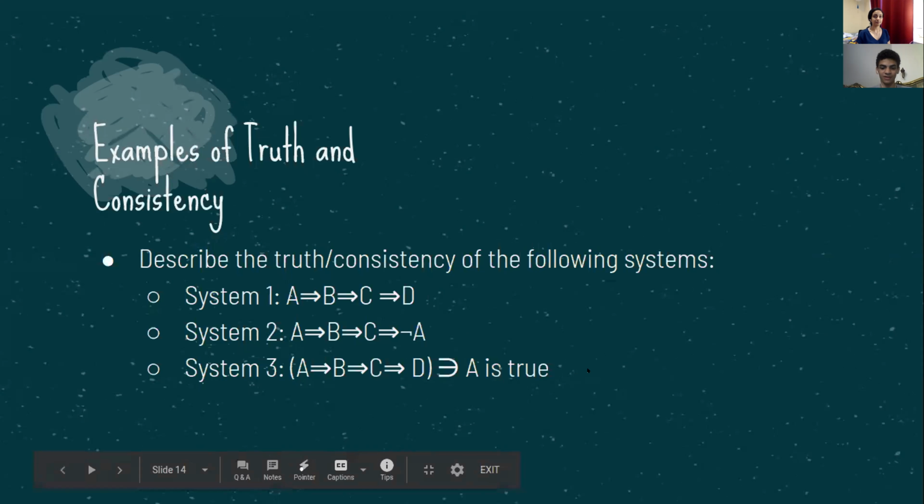System 3, however, is both consistent and true. First, it's consistent, it does not contradict itself, and here you know for sure that A is true. And so this whole system is true because you know that A is true, and A proves that B is true, B proves that C is true, and C proves that D is true. So all the statements here are true in general. So system 3 is both true and consistent. System 1 is only consistent and might be true, but not necessarily true. System 2 is just false and inconsistent.